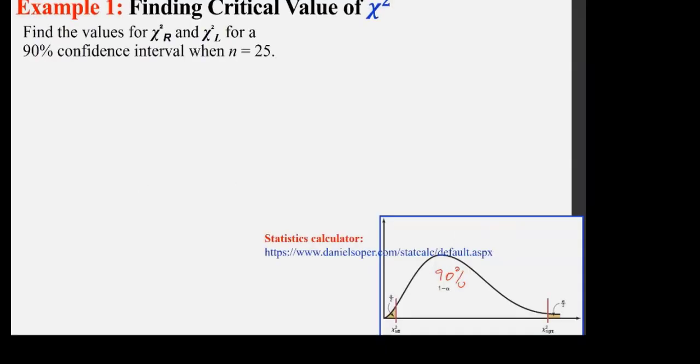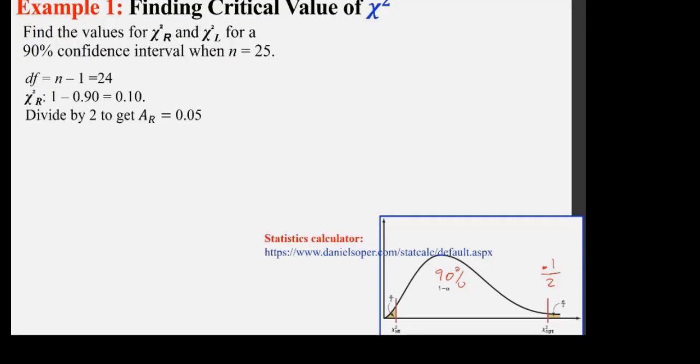If this is 90%, that means on each side you have 10%, or 0.1 divided by 2. Degrees of freedom is n minus 1. Chi-squared of the right is 0.1 as far as the area is concerned, and divided by 2, you get 0.05 to the right. What is important to understand is the way you do the reading as far as the table is concerned: you need the area to the right. So for chi-squared of the right, the area to the right is 0.1 divided by 2, or 0.05.